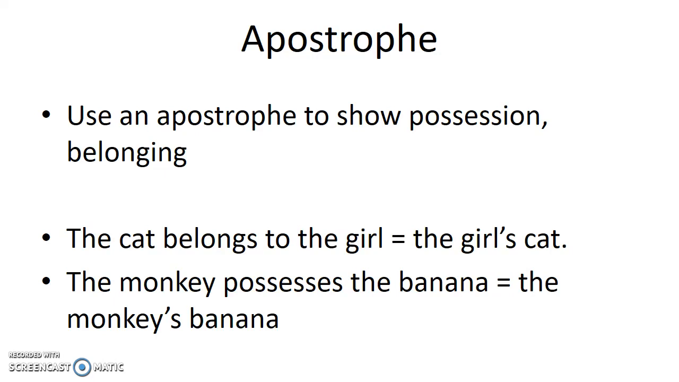So we know we need an apostrophe when you have belonging. The cat belongs to the girl: the girl's cat. The apostrophe always goes there next to the S. The monkey possesses the banana. The monkey's banana. Always possession.